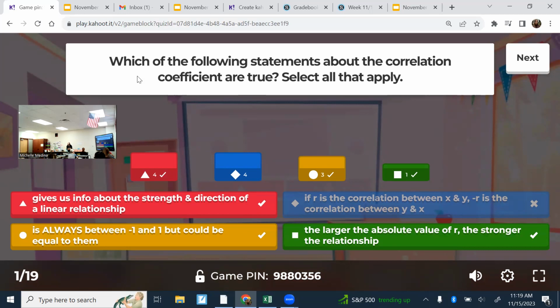So what about correlation makes it a negative R? When was it ever negative? You know what correlation is?